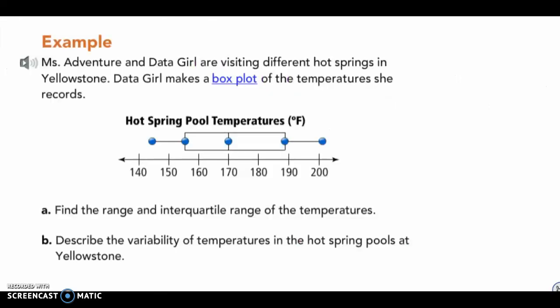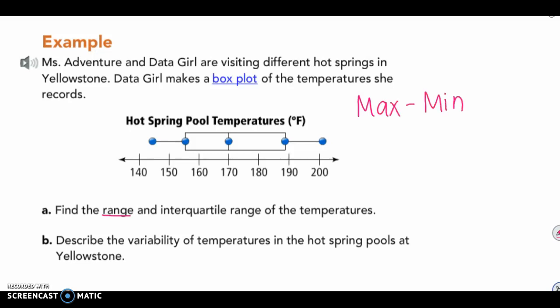All right, let's look at this example together. Miss Adventure and Data Girl are visiting different hot springs in Yellowstone. Data Girl makes a box plot of the temperature she records. Find the range and interquartile range of the temperatures. We're going to start by finding range. Remember, range is the difference between your maximum and your minimum.